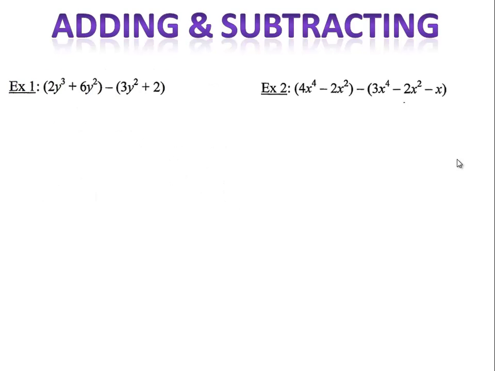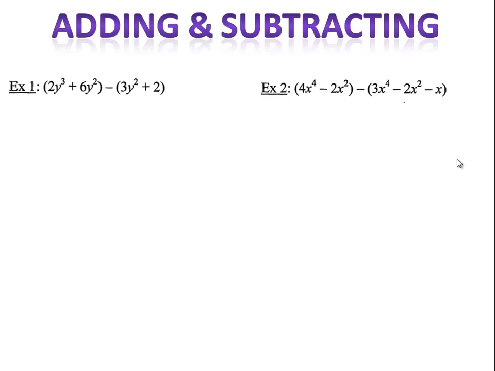On the next page, we have a little bit of subtraction. We have two binomials, 2y to the 3rd plus 6y squared minus 3y squared plus 2. In example 2, we have 4x to the 4th minus 2x squared minus 3x to the 4th minus 2x squared minus x. Notice that in front of those parentheses is a minus. When the minus is in front of the parenthesis, you have to use the distributive property. Please try either one of these examples, pause the video here, and then come on back.